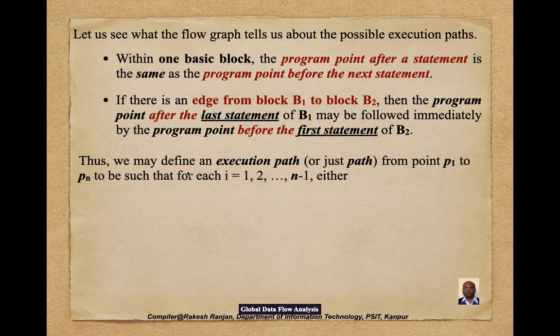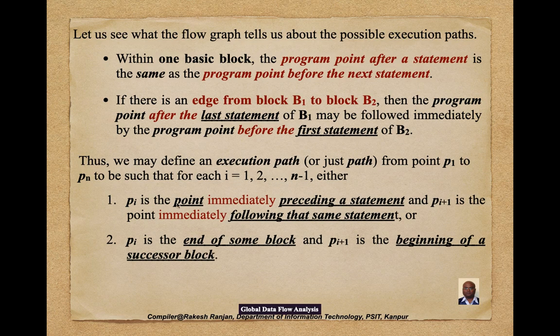Thus, we may define an execution path from point P1 to Pn to be such that for each i equal to 1, 2, ..., n minus 1, either Pi is the point immediately preceding a statement and Pi plus 1 is the point immediately following that same statement, or Pi is the end of some block and Pi plus 1 is the beginning of the successor block.